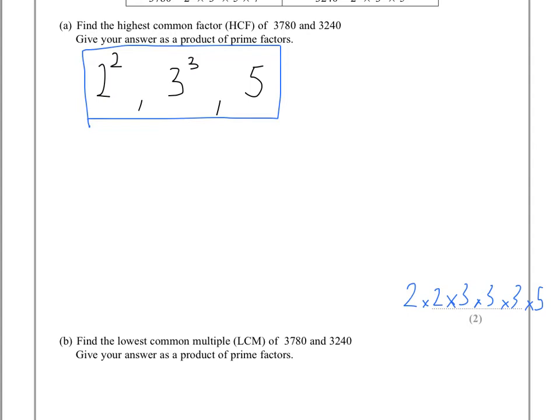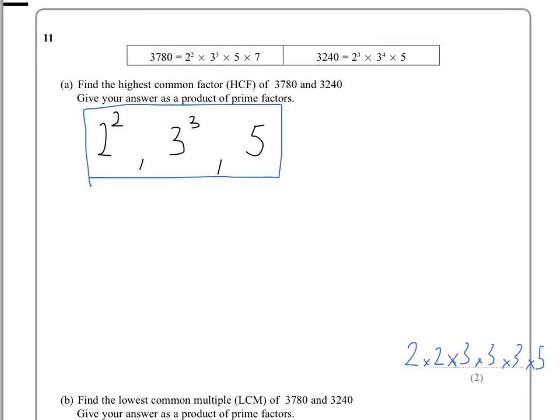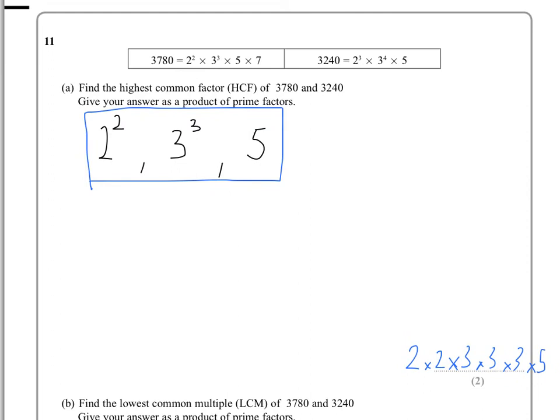Now, in part B, we're asked to find the lowest common multiple, LCM, of those two numbers. So it's essentially the lowest number that both of these numbers, 3780 and 3240, would multiply into. And the way that we do that is almost opposite to the way that we've just done the highest common factor. Instead of seeing what is common in both, we see what both of these factors would definitely multiply into.